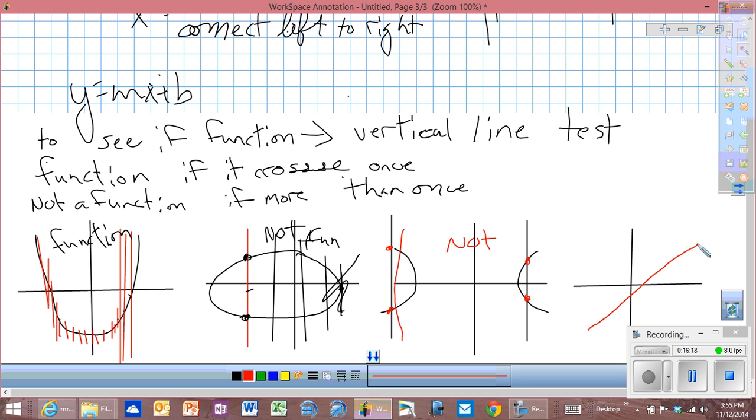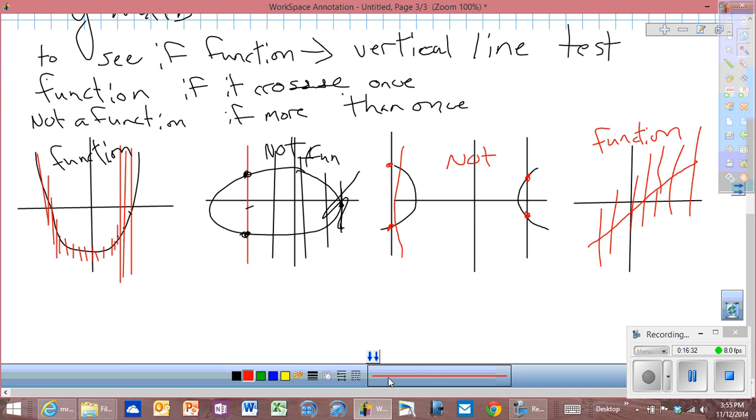The next graph they have on D is a straight line. I can draw all the vertical lines I want to on that. It's never going to cross more than once for this straight line, except I can't draw straight lines. Okay, so this is a function. This is my go-to test. This vertical line test is my go-to test for these.